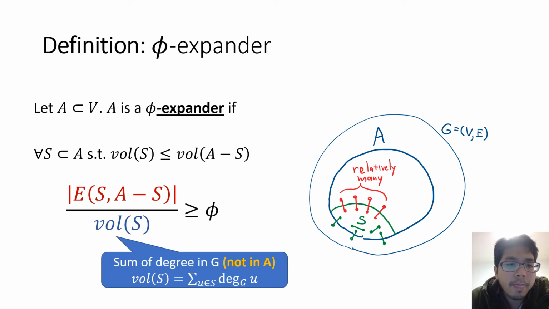So the first definition, phi expander. Consider a set A in the graph. I say that this set A is a phi expander if you look at any cut, if you look at any subset S inside A, then the number of edges that go across from S to A minus S, compared to the total, the sum of the degrees of the nodes in S, this is large. This is larger by a factor of phi. Okay, so it means that looking at any cut, a lot of edges must go across S to A minus S.